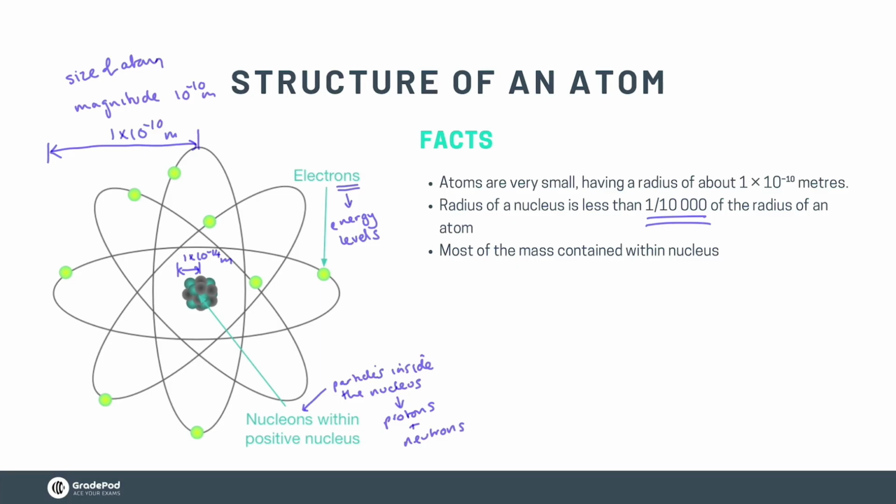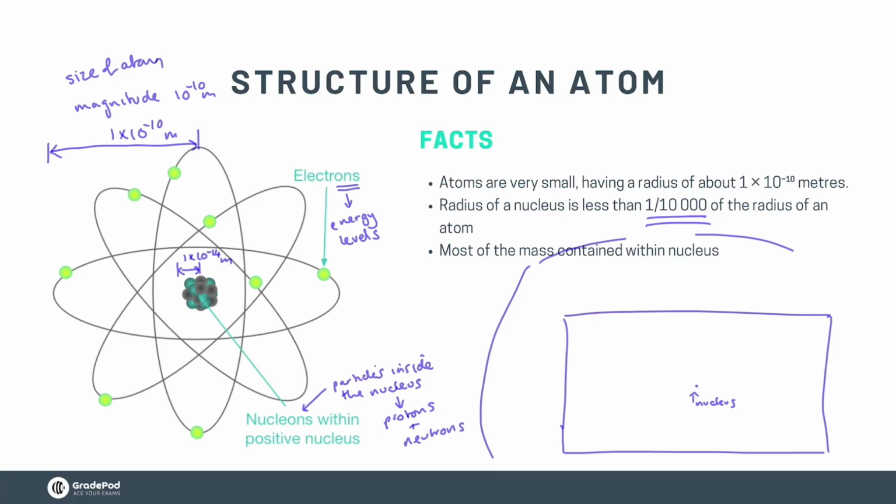That means if you had a whole football field and put a tiny pea in the centre, that would be the nucleus. And the rest of the atom would go outside of the football field. It'd be massive. So don't underestimate how small that nucleus is, because the atoms are never drawn to scale. It's too difficult. You can't put an atom drawn to scale in a textbook.